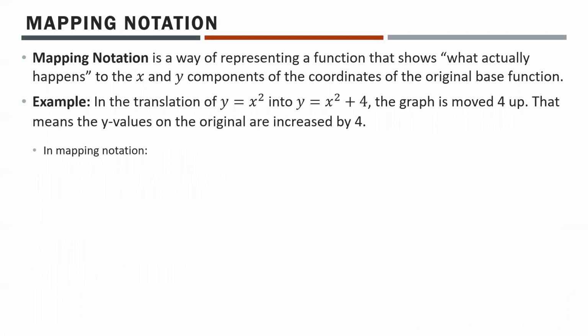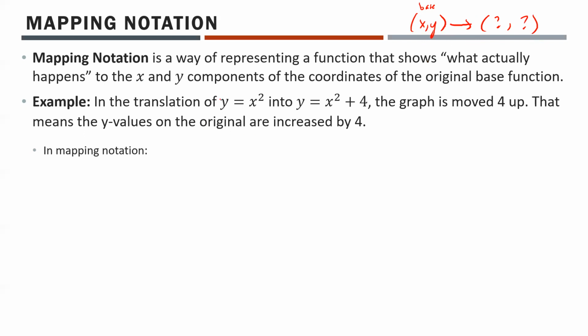Mapping notation is a way of representing a function that shows what actually happens to the x and the y components of the coordinates of the original base function. In other words, we're showing what you're actually doing to an original xy. So if you had some coordinate xy on your original base function, we're going to be talking about what you'd be doing to that to move it to its new location. So it's got a new location, a new coordinate, no longer the original x and y. It's moved somewhere else because you've moved it left, right, up, or down, right? Best way of looking at this is through an example.